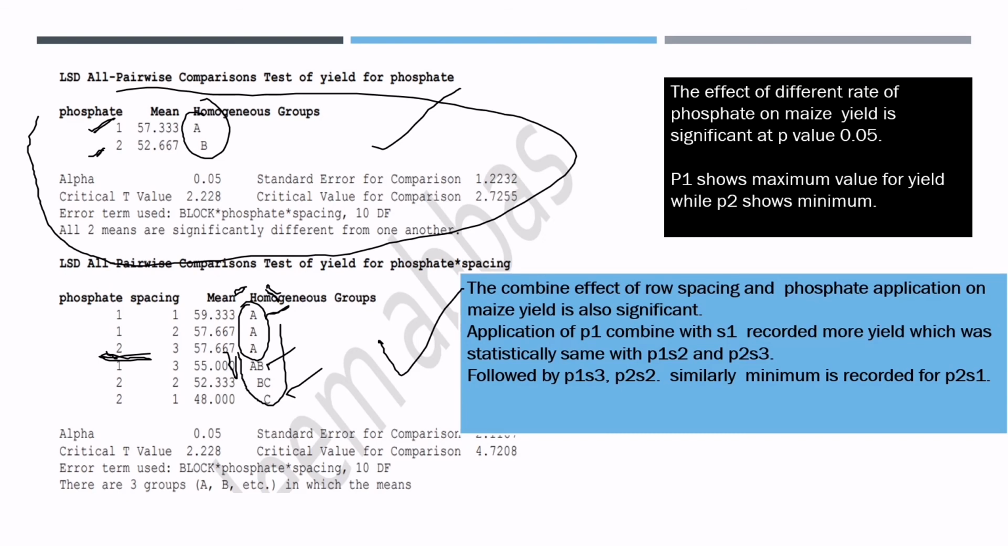Similarly, minimum grain yield is recorded for P2 and S1. You can see here that the lowest grain yield is recorded for this treatment combination. So you can draw your conclusion like this. So this is all about the two-factor ANOVA using Statistix software.